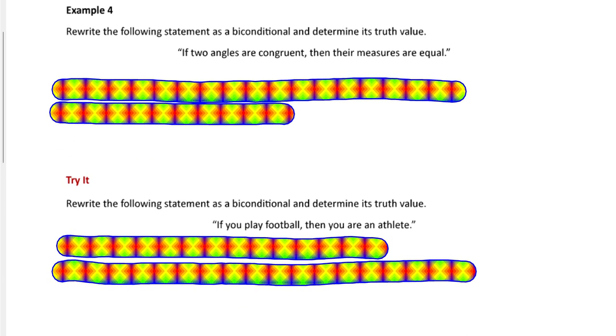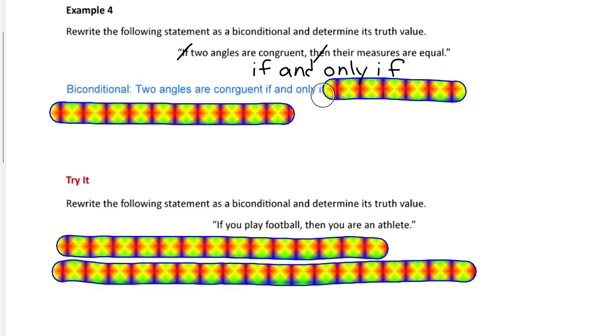Last page. All right, let's try it. But this time we are going to write the biconditional. So remember, we are going to get rid of the word if. We are going to get rid of the word then. And in between them, we are going to write if and only if. So I take the 2 angles are congruent. I start with that. And in between their measures are equal, I put in the words if and only if. So I'll read that all together.